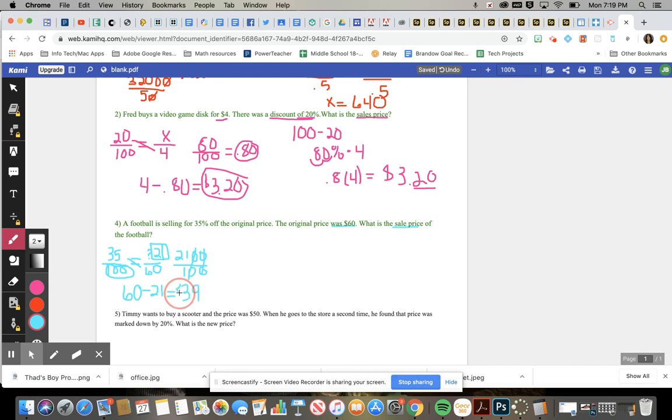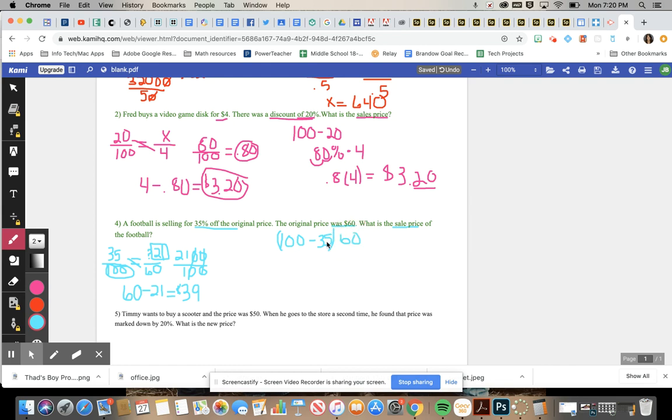Okay. So that's, again, one of the ways. The other way is to set up my equation like I did before. So the football is selling for 35% off the original. So original price would be 100%. Since it's selling for 35% off of the original, I'm going to subtract my 35% from the 100. And then I'll times that by the original price of $60.